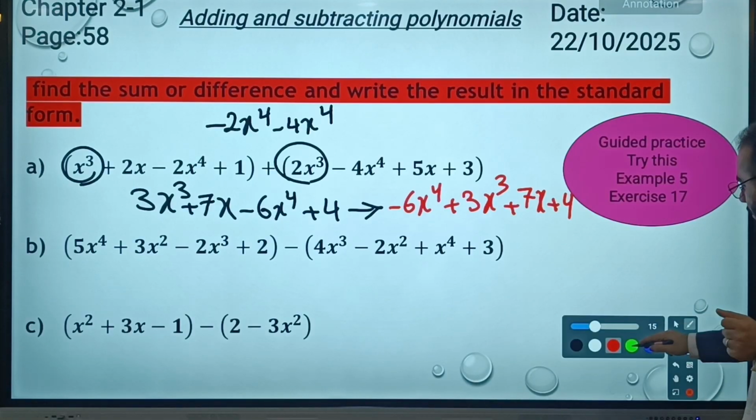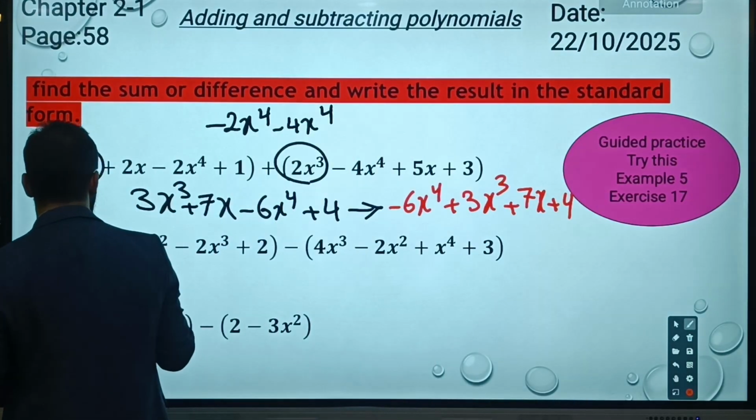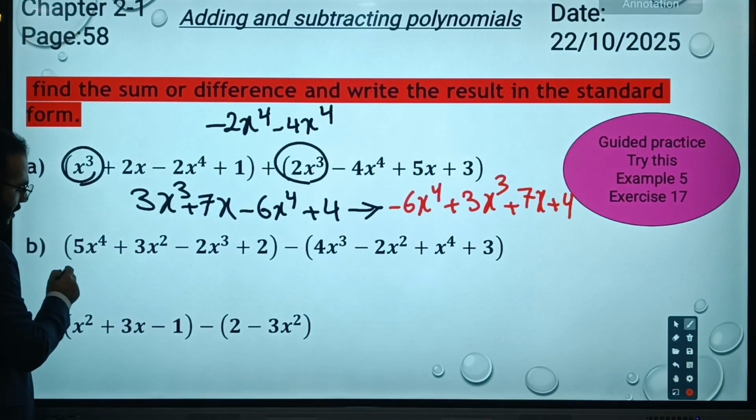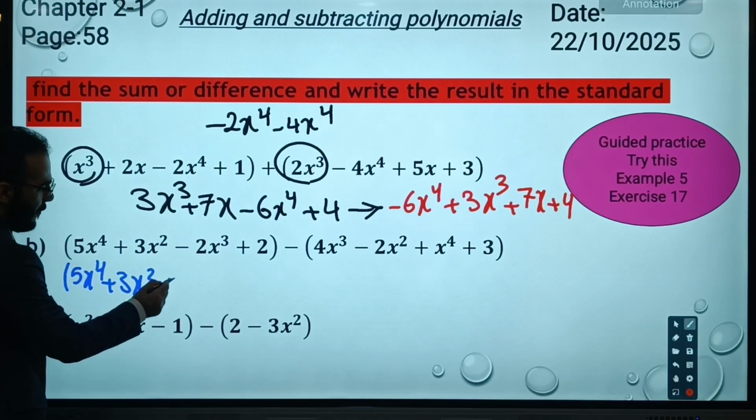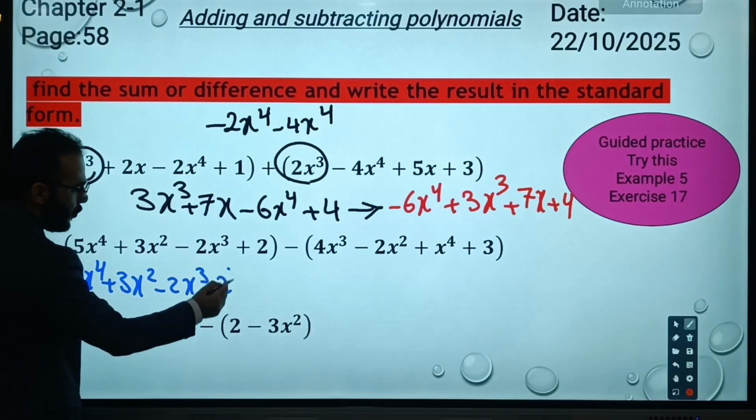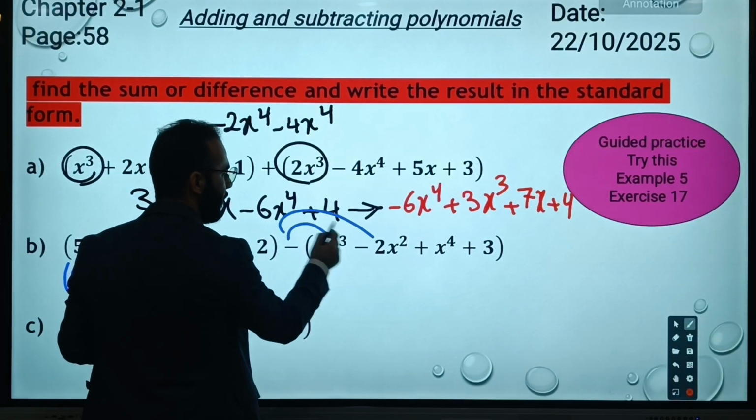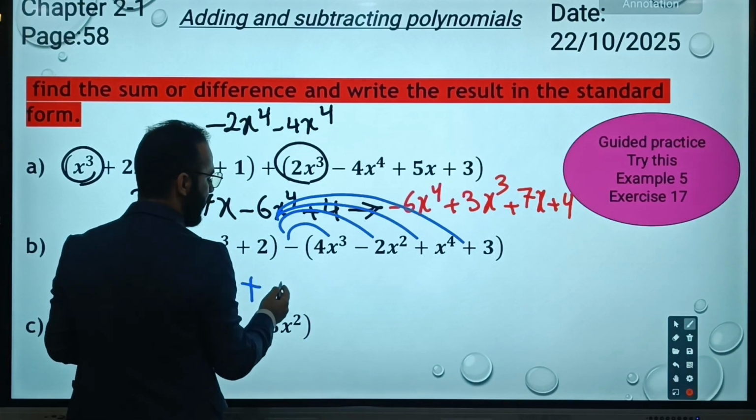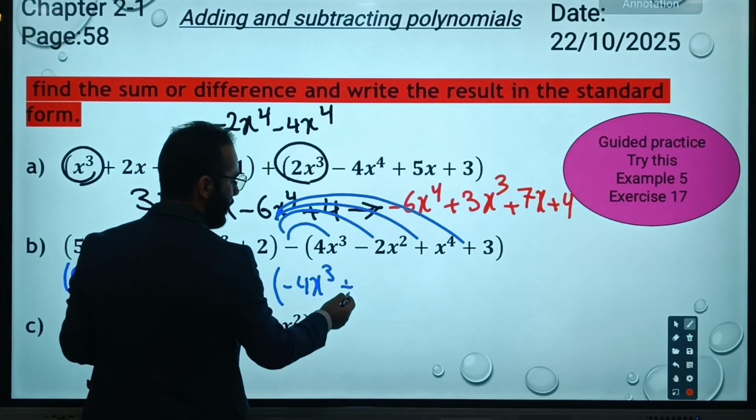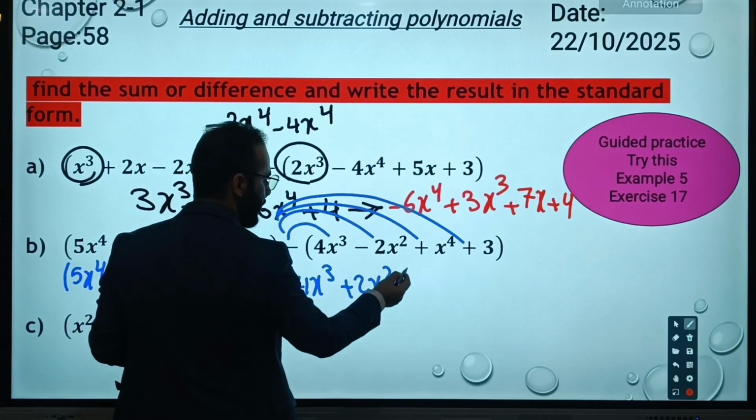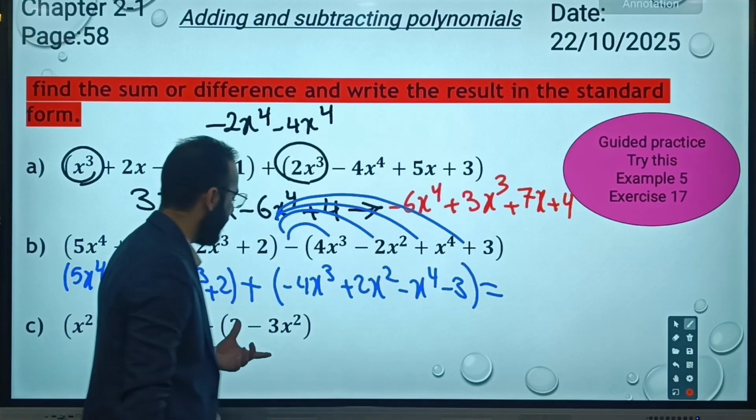We have subtraction. So for that subtraction, we need to change this negative to positive. So rewrite the first one, 5x^4 plus 3x squared minus 2x cubed plus 2, plus multiply that negative by each term inside the second one. Negative times 4x^4, negative 4x^4. Negative times negative, positive 2x squared. Negative times positive, negative x^4. Negative times positive, negative 3. Perfect. Right now add them.